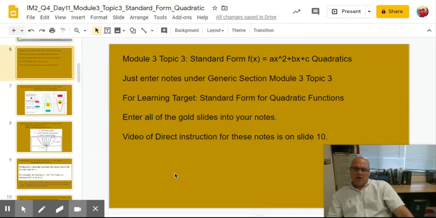All right, I want you to enter these notes. This is Module 3, Topic 3. We're not going to put a subsection for this. Just call this standard form for quadratics.